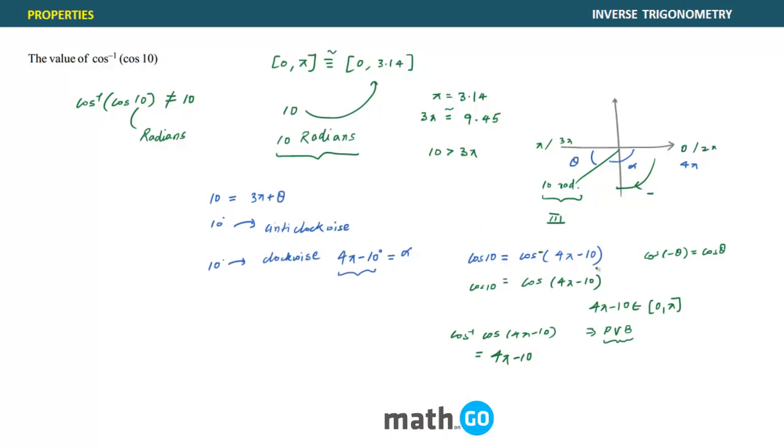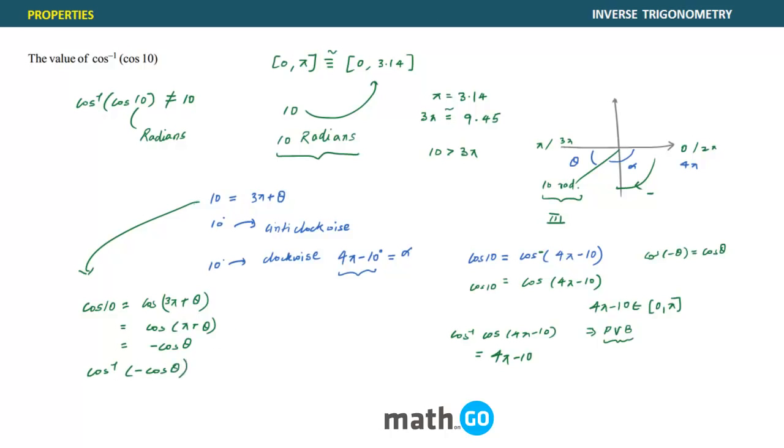Now I have seen students who struggle and say, sir, I want to follow this particular approach, that is 10 is equal to 3 pi plus theta. That's not a problem, let's start this. Let's take cos on both sides first. Cos 10 is now cos 3 pi plus theta, right? How do you solve cos 3 pi plus theta? Cos 3 pi plus theta is nothing but cos pi plus theta, one and the same stuff, and this becomes minus cos theta. So you land up having to solve cos inverse minus cos theta.